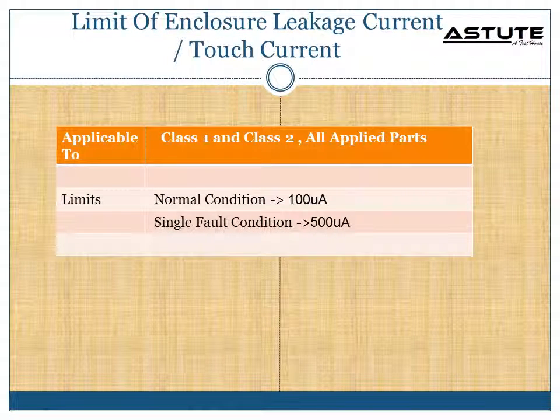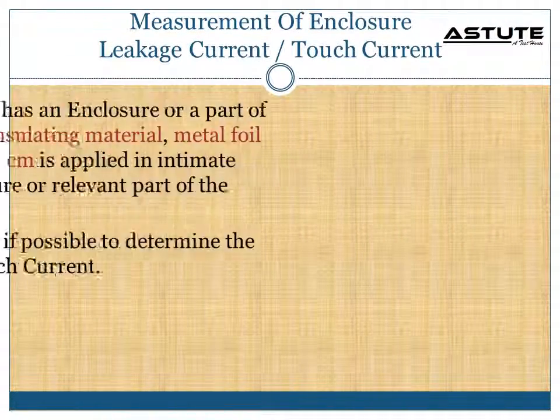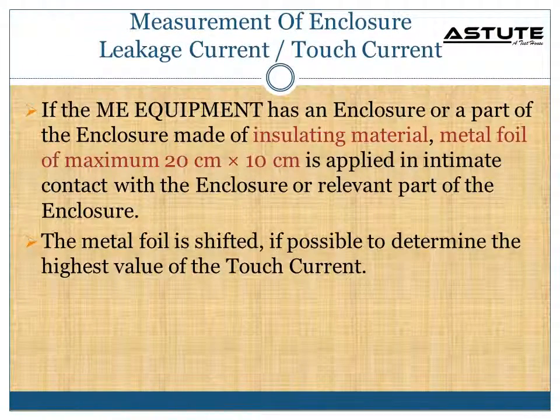Limits of the enclosure leakage current: for normal condition 100 microampere and for single fault condition 500 microampere. These limits are applicable for all applied parts. When the enclosure does not have a conductive part and we want to measure touch current or protective earth resistance, wrap metal foil around the equipment and take the readings.